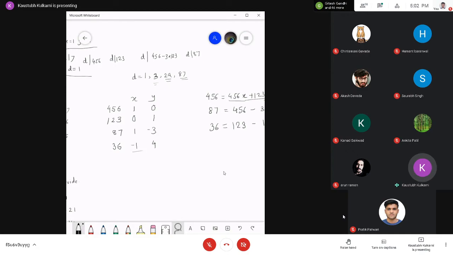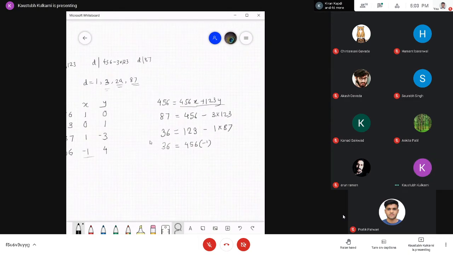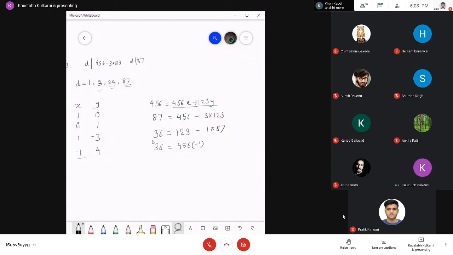And in fact, you can verify that 36 is actually 456 into minus 1, 456x, that is minus 1, plus 123 times 4. This actually holds true.